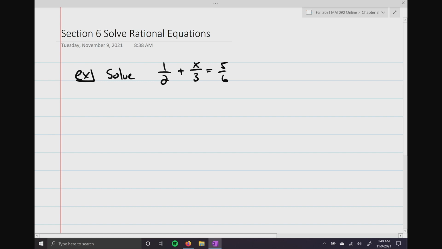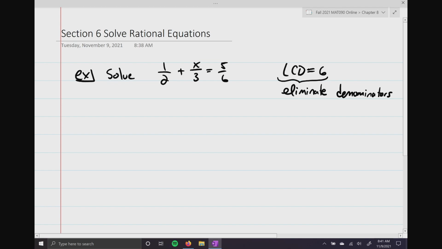Okay? So this is a rational equation because you have fractions, and we know fractions are rational expressions. Now, the way that we solve this is you always want to find that LCD first. And the reason why you want to find the LCD is so that you can eliminate denominators. That is the key to this. Okay? So our LCD here is going to be 6.